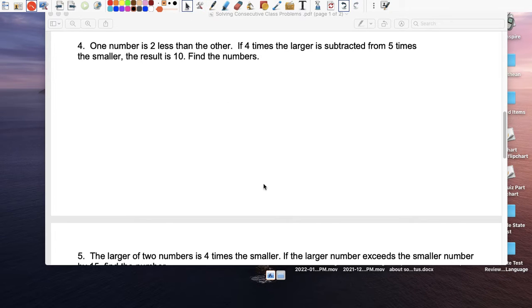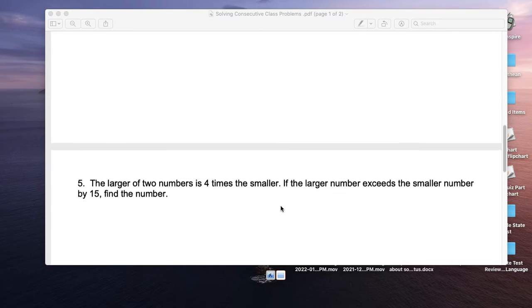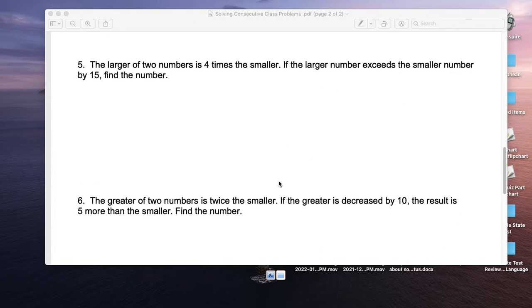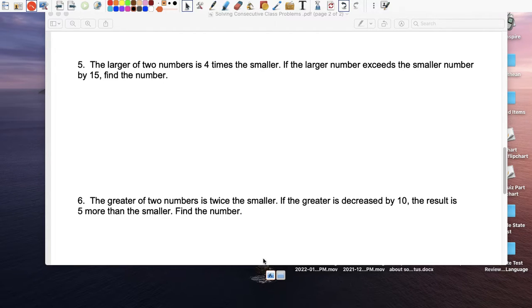So again, once you identify the numbers in the beginning of the problem, then setting up the equation is really not a big deal. Another problem: the larger of two numbers is 4 times the smaller. Again, we have two numbers. Let's call them large and small. The larger one is 4 times the smaller one. What are we calling the small one? Let's call it y. We can call it x, but for example's sake, y.